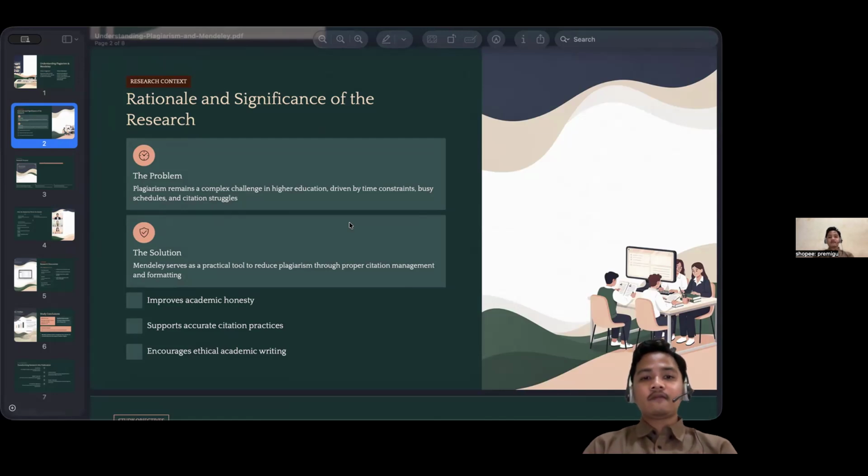The significance of this research is that it helps improve academic honesty, support accurate citation and referencing, and also encourages ethical academic writing among university students.